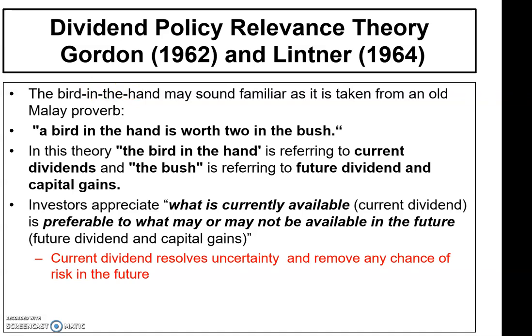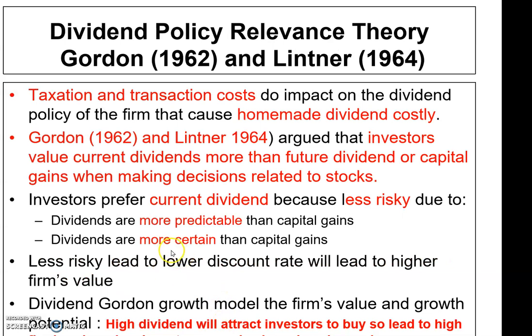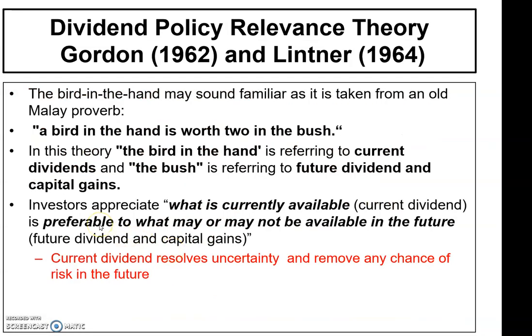Okay, under the bird in the hand theory, same as the general definition of the relevance theory of dividend, which implies that investors prefer dividends from stock investing rather than potential capital gain. Why is that? Because dividend income is more certain, and also more predictable. Okay, right.